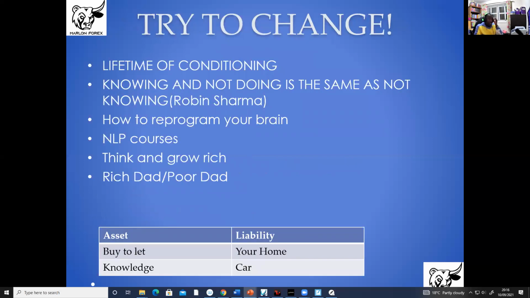Try to change, right? Lifetime of conditioning, right? Knowing and not doing is the same as not knowing. Robin Sharma. How to reprogram your brain. Do stuff like neurolinguistic courses. Think and Grow Rich. Rich Dad, Poor Dad.